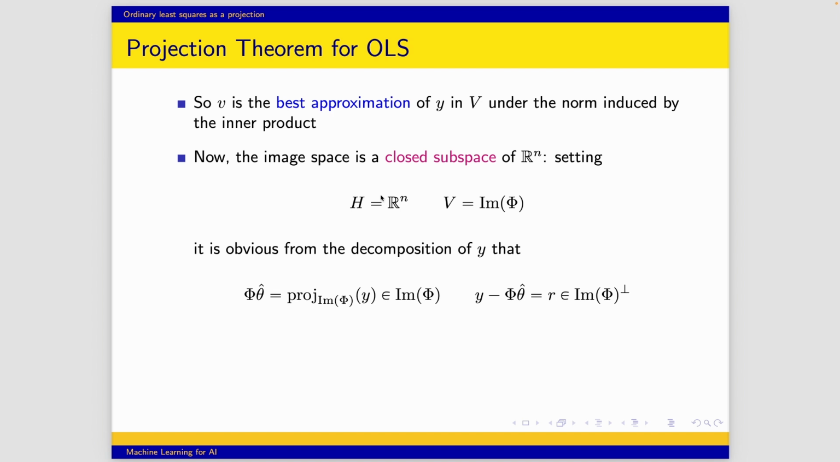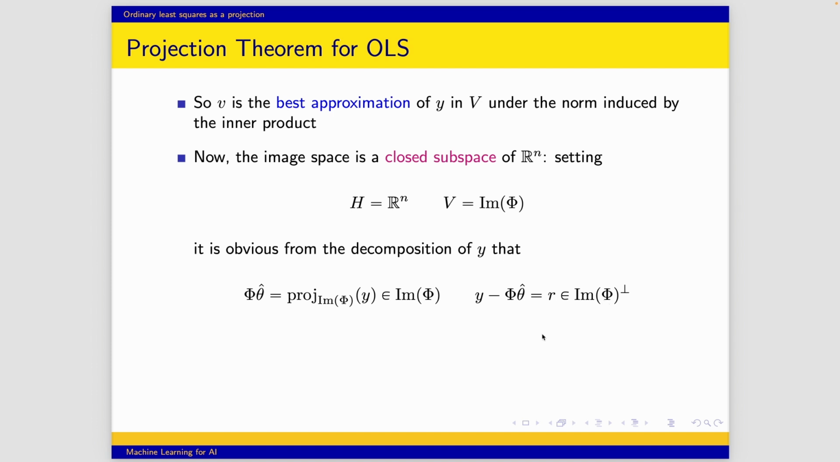So let's apply this to our problem. Our image space is a closed subspace of R^n. So in our case, our Hilbert space is R^n, and V, the closed subspace of H, is the image space of our design matrix. Now, we have just seen that we have this approximation of y lying in the image space, and the difference between this and y, which is what we're calling our residual vector, lies in the orthogonal complement.